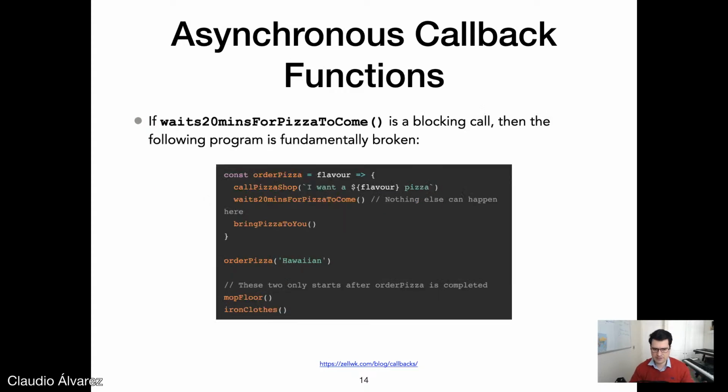Here's a more elaborate example that will order a pizza for you. The first step is that we call a pizza shop, and we tell the pizza shop which flavor of pizza we want. Then we'll have to wait 20 minutes for the pizza to come, and then the pizza will be brought to us. So we'd like to order a Hawaiian pizza, and in the meantime, while the asynchronous task completes, we can mop the floor and iron the clothes. We can do other tasks while the pizza is cooked and brought to us.